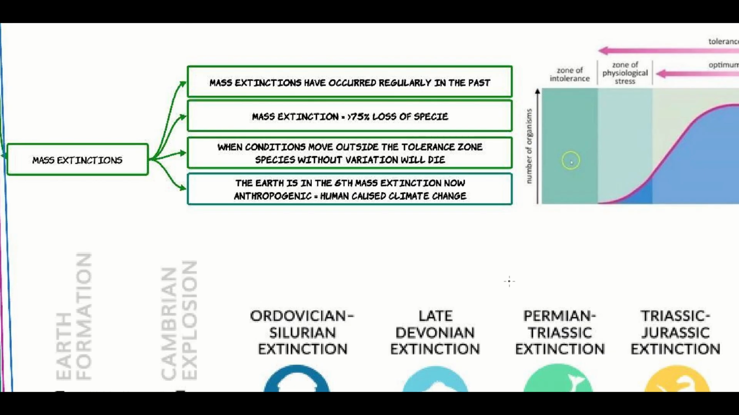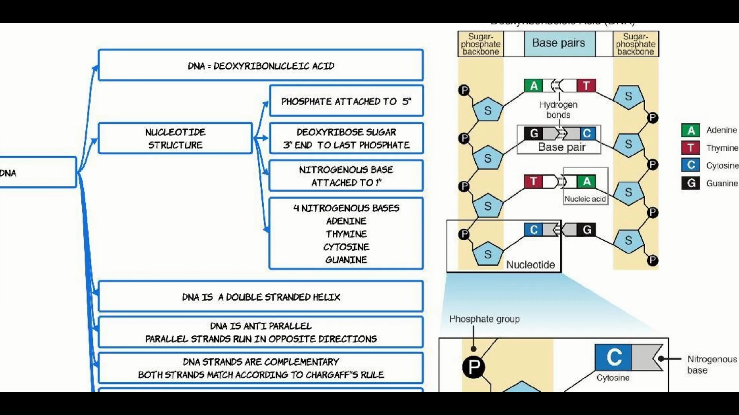Mass extinctions. Mass extinctions have occurred regularly in the past. A mass extinction is characterized as a loss of greater than 75% of species. When conditions move outside the tolerance zone of a species, without enough variation, the species will die. The Earth is currently in the 6th mass extinction, which we call anthropogenic, which is human-caused.